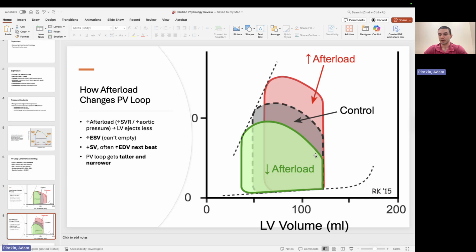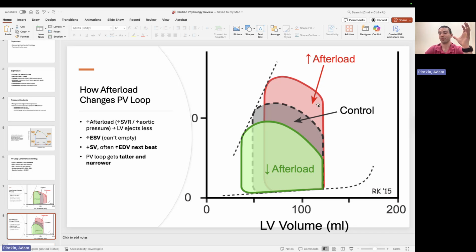All right, so afterload, same idea. In this case we haven't done anything with preload; the preload is staying the same. We're all at the same point, but the afterload, the systemic vascular resistance, is different. So this patient has hypertension, their blood pressure is like 180 over 100, so the left ventricle has to push really hard. We have to build up all this pressure, because remember, it's volume, pressure. The left ventricle has to build up all this pressure in order to kick out.